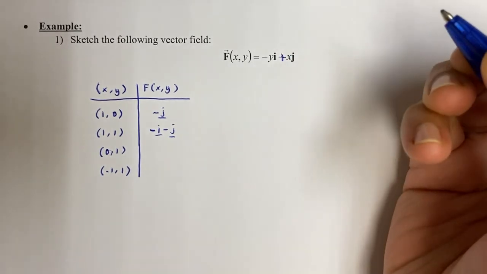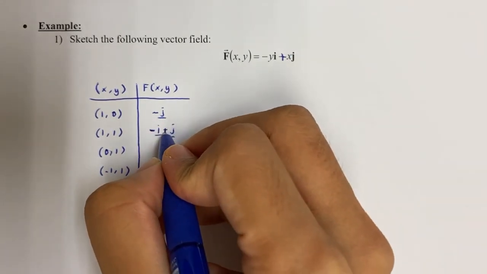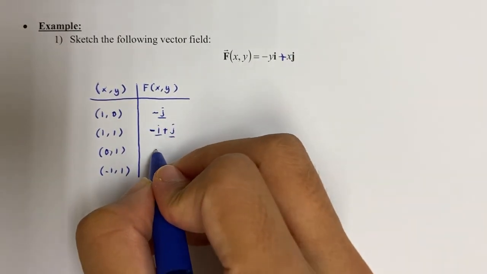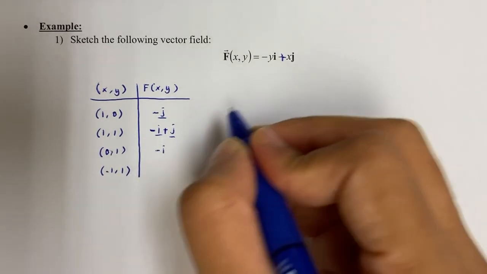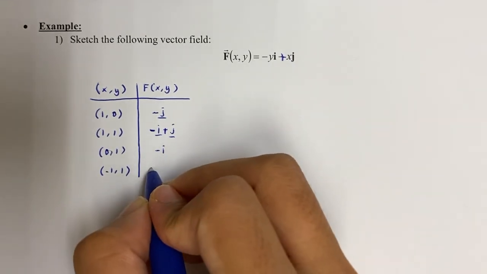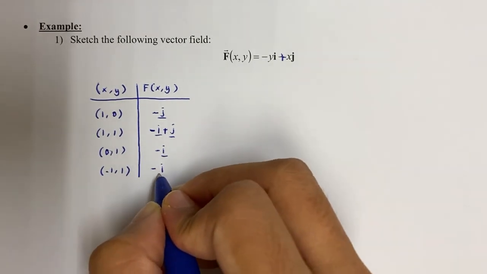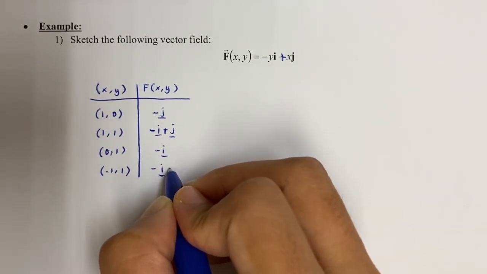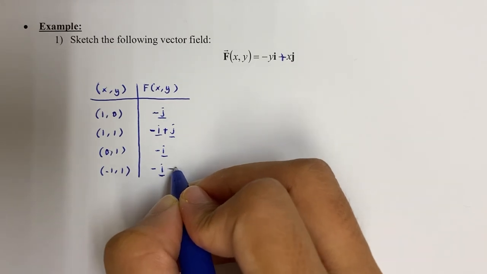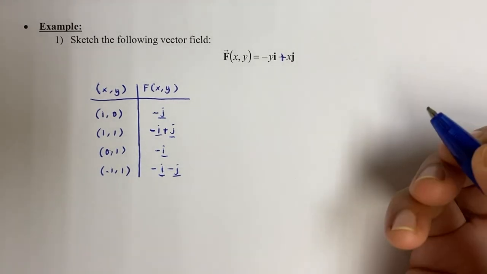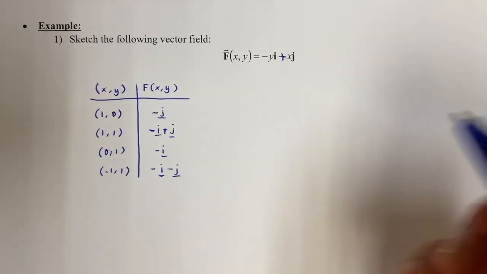Okay, let's change the equations. So I have plus j, then this is minus i, minus 1 here, so you have minus i minus j.